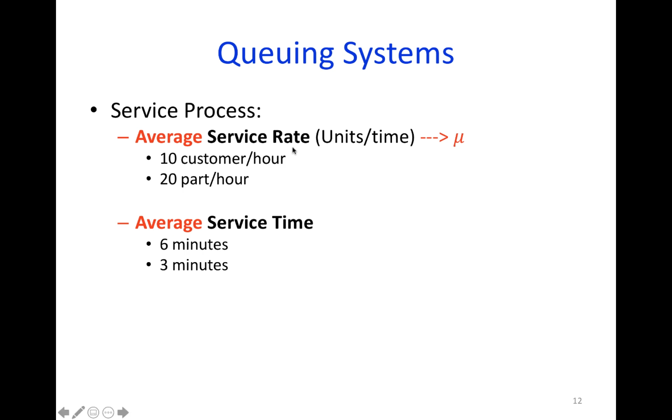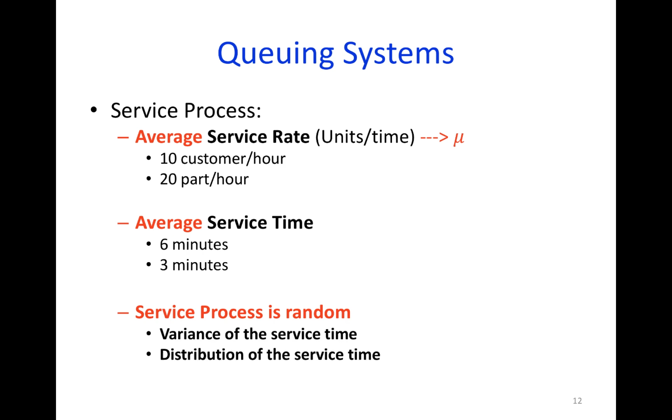Similarly for the service rate, if I give you average service rate is 20 parts per hour, that means on average it is 20 parts per hour, but every hour we may process a different number of parts, so there is some variability around the average. And similar to the arrival process, when we see the keyword average, that means, for example, service time is a random variable, and we not only want to know the average of this random variable, but also we want to have a measure of variability around the average.